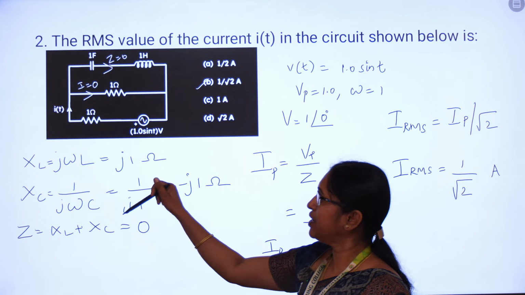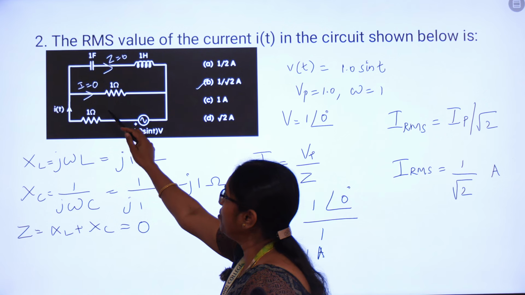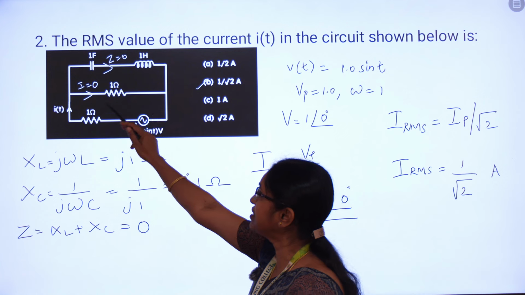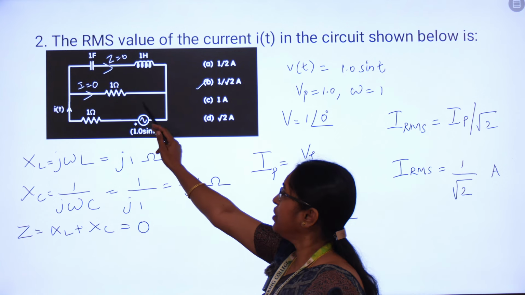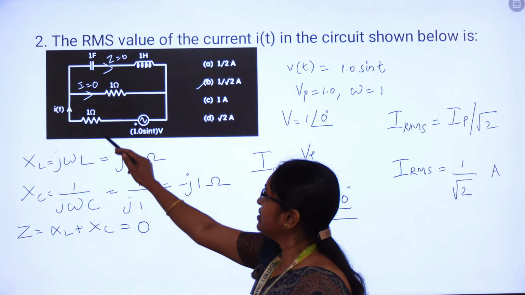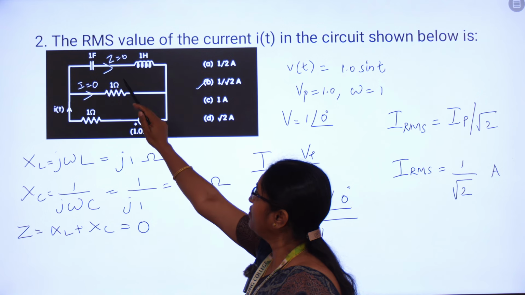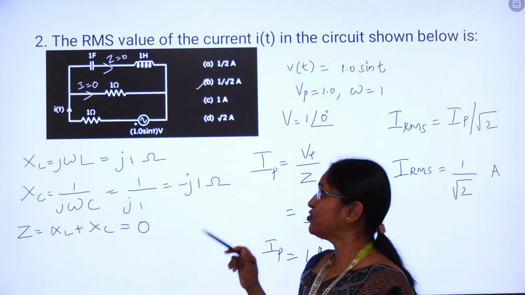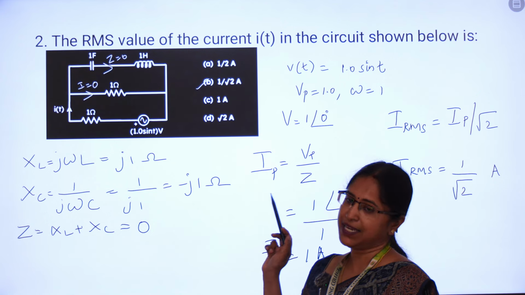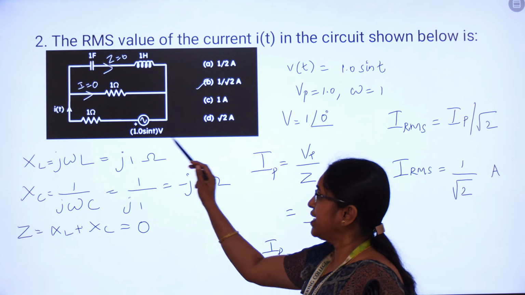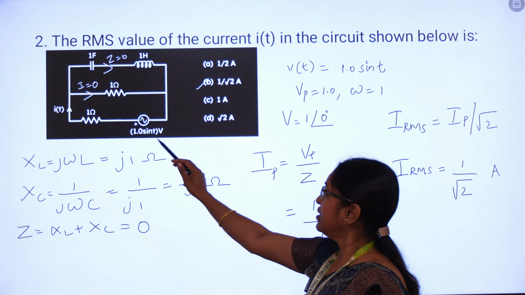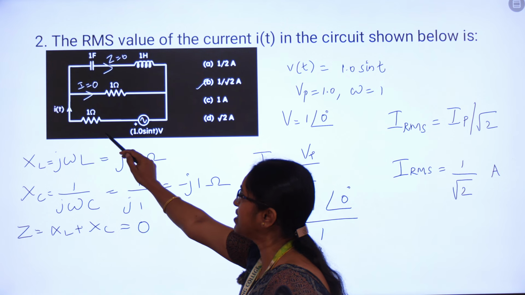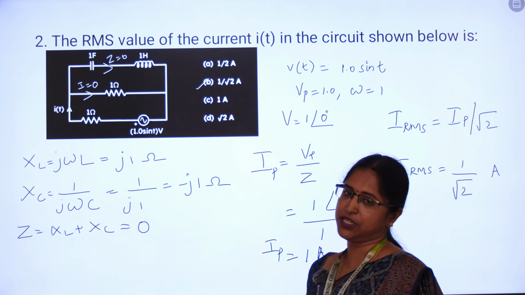Therefore, keeping this in mind, we can say that the current flowing in the center path is 0. So no current flows. It's like an open circuit in the center. You can say you just have a circuit with only 1 ohm and 1 H, and there is no center resistance because of the values of your capacitance and inductance. So the current I of t is the same current flowing throughout your circuit.